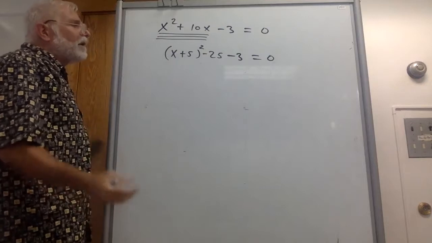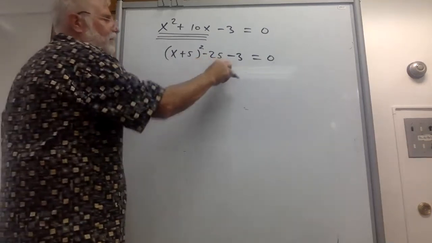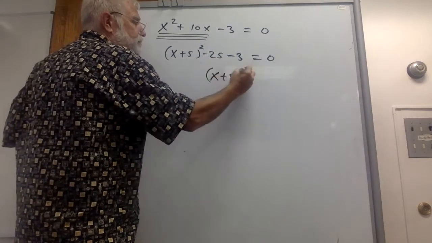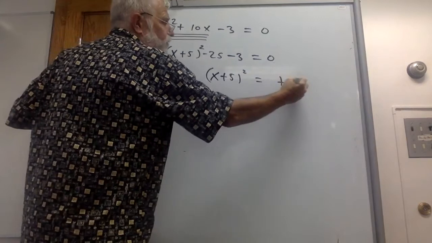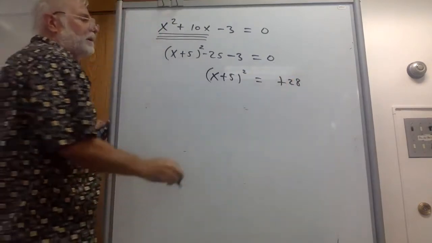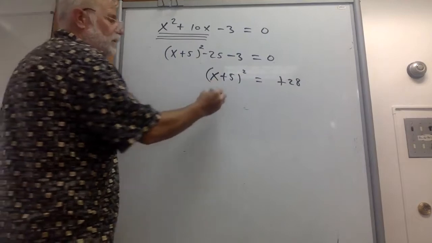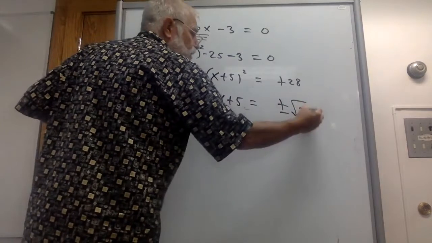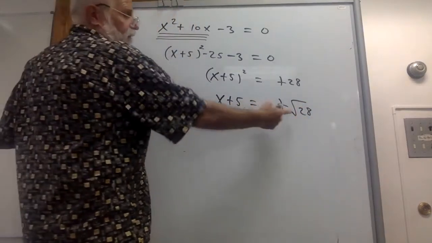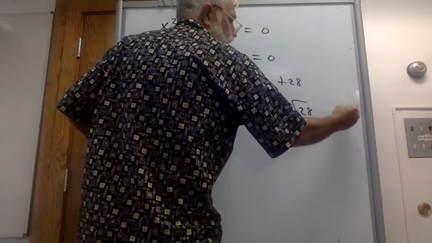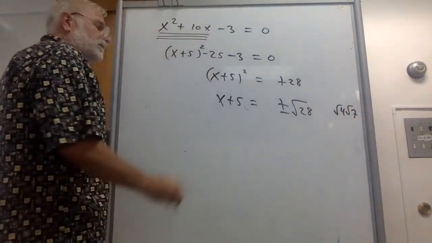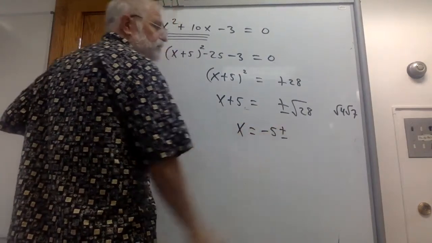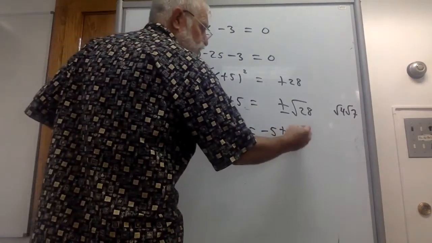Okay, I've got inverse operations here. I can take minus 28, bring it to the other side as positive 28. I can certainly take the square root and get x plus 5 equals plus or minus the square root of 28. I can rewrite that as the square root of 4 times the square root of 7, right? Square root of 28. So final answer, x equals minus 5 plus or minus 2 root 7.